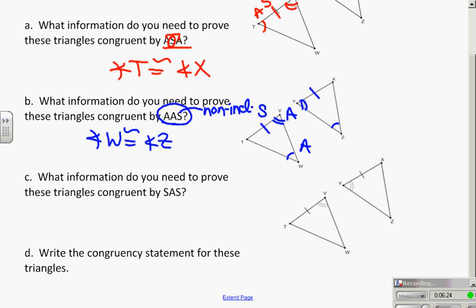Now, in order to start from that same information again and get side, angle, side, now remember this is the included angle this time.